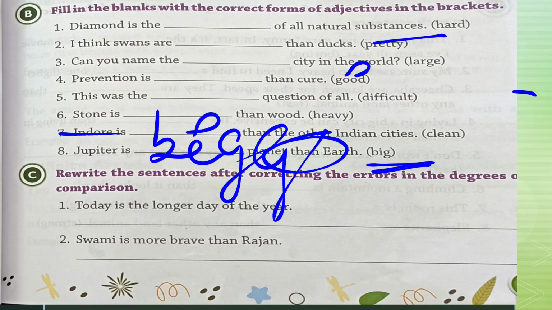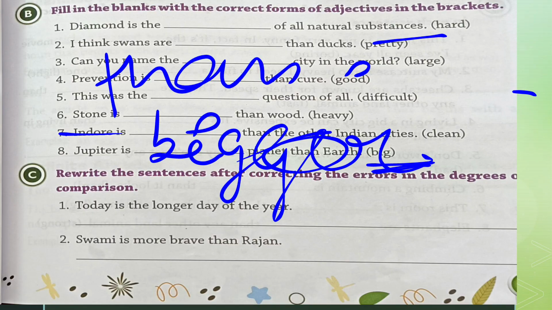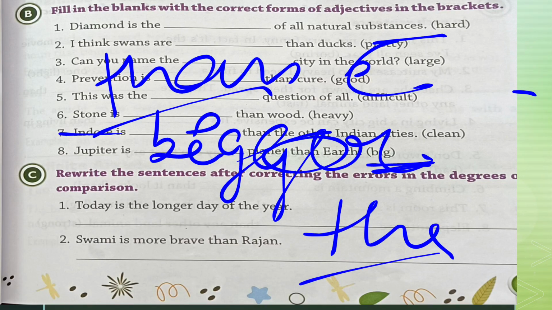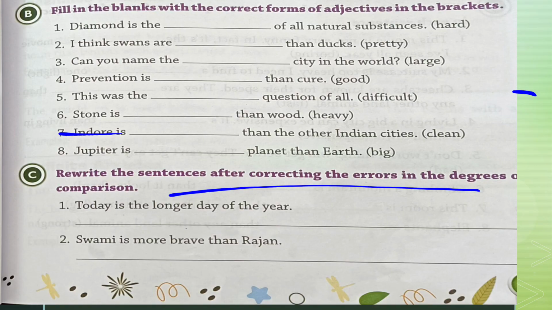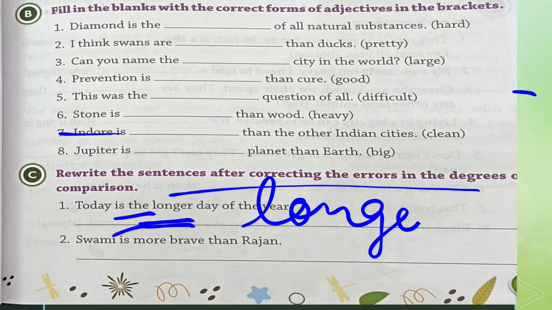I hope you understand that when than is used we use the comparative degree, and when the is used we use the superlative degree. So these are some tricks by which you can understand easily. Now next: rewrite the sentences after correcting the errors in the degrees of comparison. Today is the longer. I'm just making the required amendments. Longer, here there is the, so the superlative degree will be used. What will be the superlative degree? It will be longest. So today is the longest day of the year.